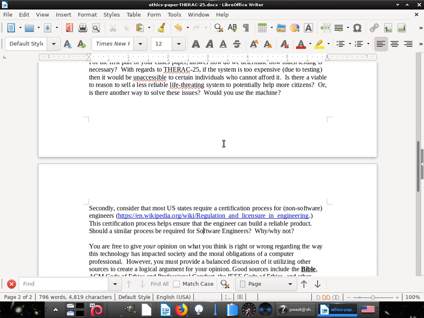You are free to give your opinion on what you think is right or wrong regarding the way this technology has impacted society and moral obligations to professionals. But keep in mind that if you take certain extreme ones, I may have to talk to you about it. However, you must provide a balanced discussion of it, utilizing other sources to create a logical argument for your opinion. So keep in mind, guys, when you write this paper, I'm interested in your logical argument. And also, I do not care about the 5-paragraph essay. You can do that if you really want to.